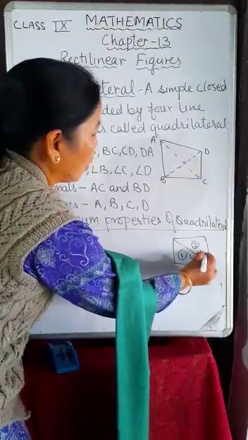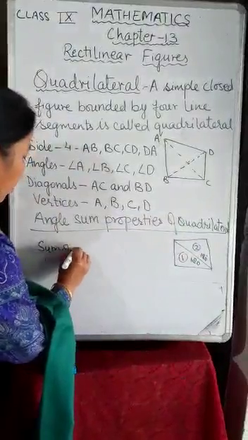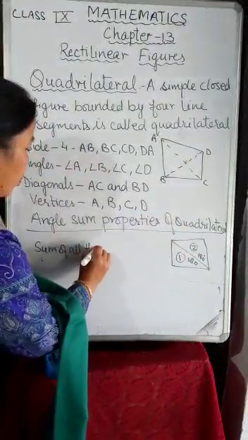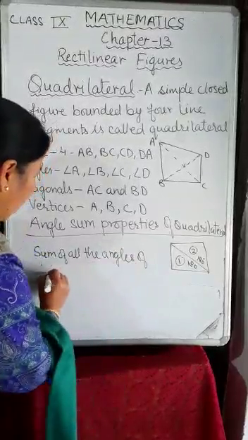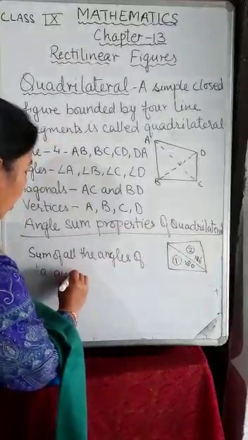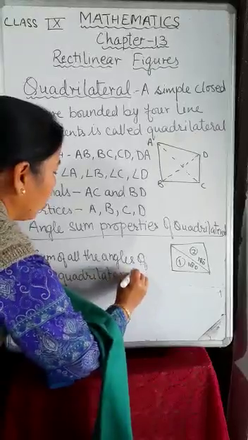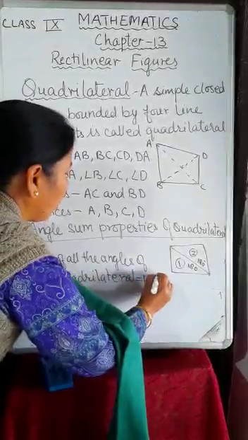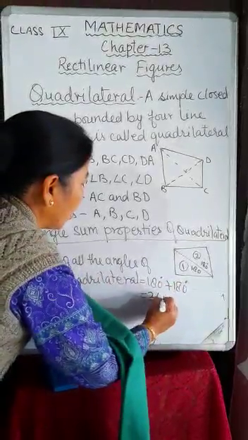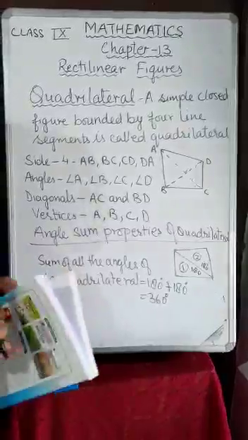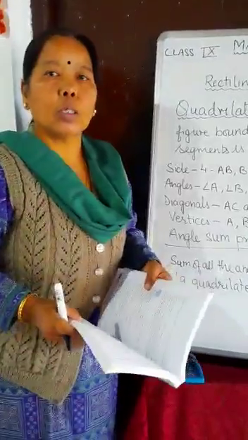So 180 over here, 180 over here. So the sum of all the angles of a quadrilateral is equal to 180 plus 180 equals 360 degrees. So the sum of all four angles of a quadrilateral is equal to 360 degrees.